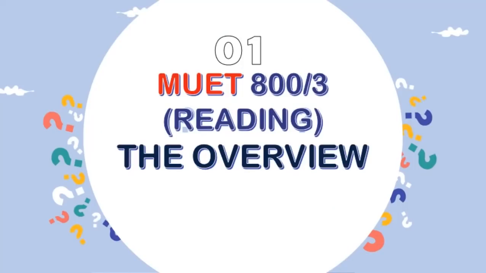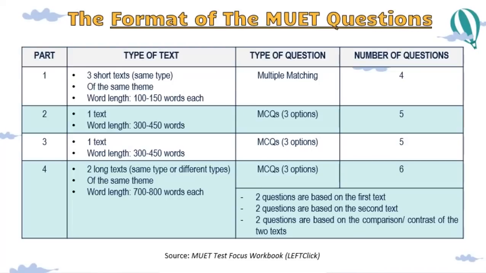Let's begin with the overview of the Muet reading paper. Let's look at the format of the Muet reading questions. In part 1, you will have to read 3 short texts and answer 4 multiple matching questions. In part 2, you will read 1 text and answer 5 multiple choice questions. The same goes in part 3.